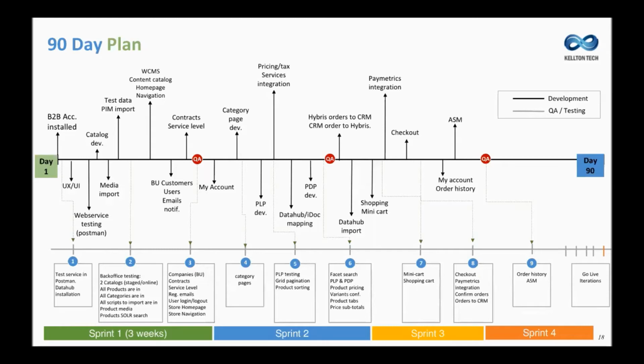Next is all the Hybris orders to CRM, data hub, shopping mini cart, payment integration, checkout, ASM, order history, all of those things. If you see the lane down below, the first lane gives you the different action items which eventually you will see in your epics and in your story writing. Underneath, you will see what you as a project owner will test. That's why in that line, number one is test service, and number two, make sure that back office testing is there.